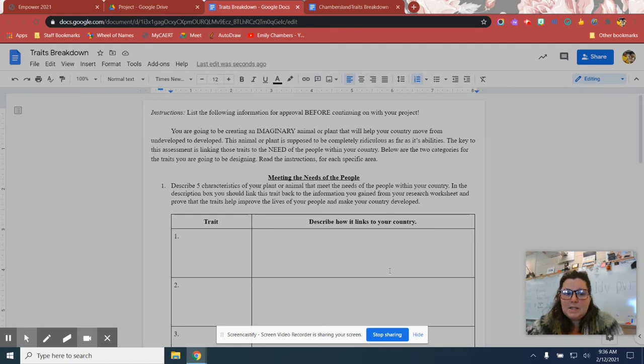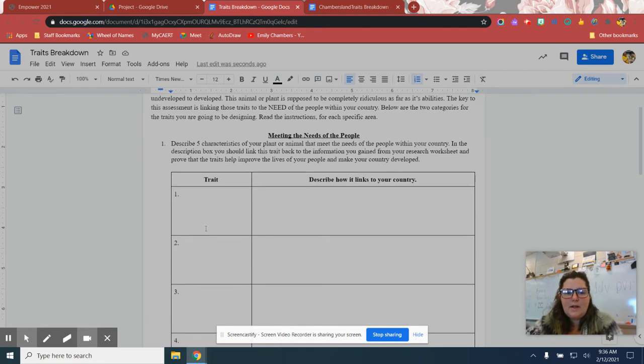The key to the assessment is to also link those traits to the specific needs of the people within your country. So it can't just be, oh, the animal poops food. Yeah, the people in your country need food, but what kind of food do they need? So, specific needs of your country. Below are two categories for the traits you're going to design. Read the instructions for each specific area.